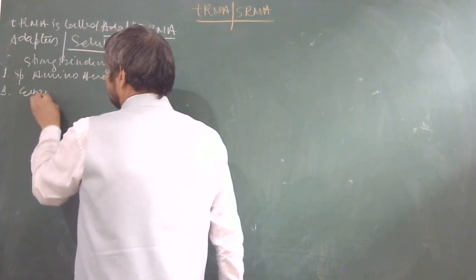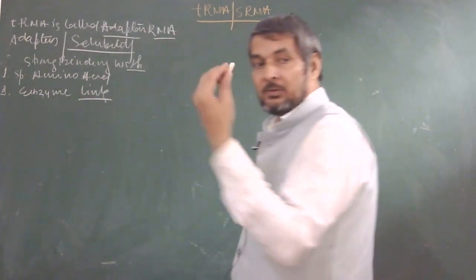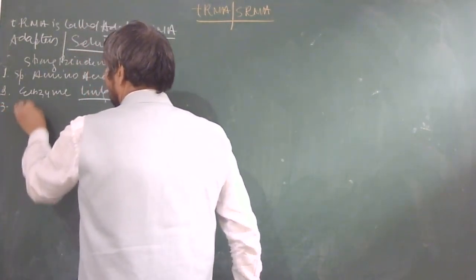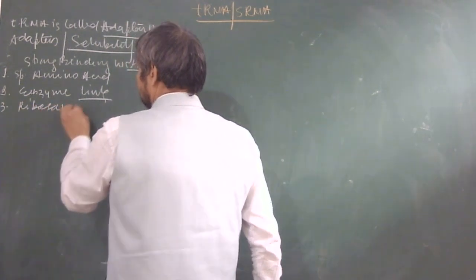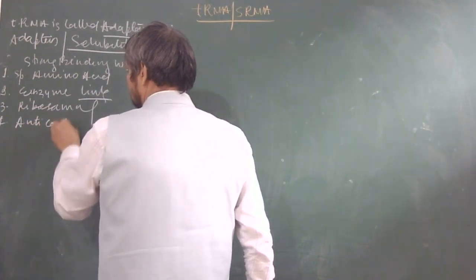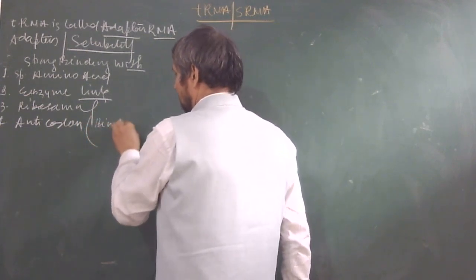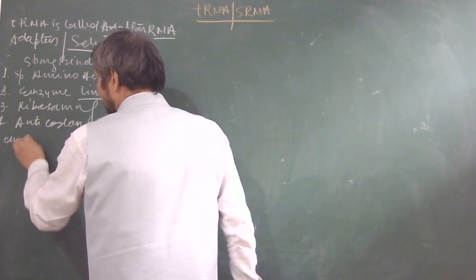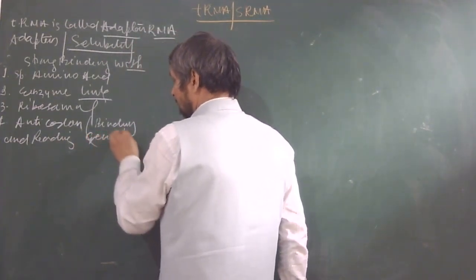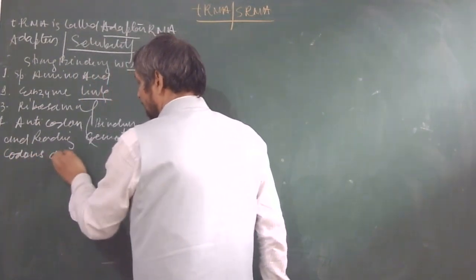And number two, enzyme link. They can easily link with the enzyme linking site. And number three, ribosomal binding site. And number four, anticodon site. Anticodon end means binding and reading the genetic codon on mRNA.